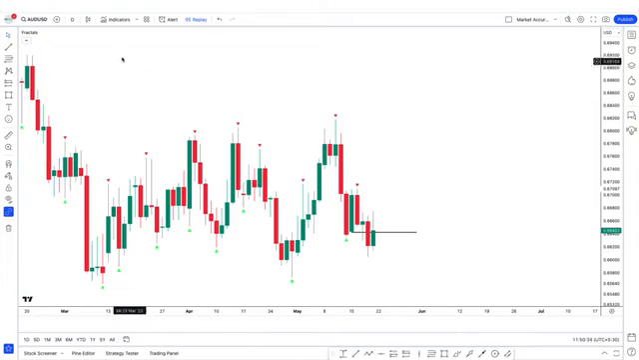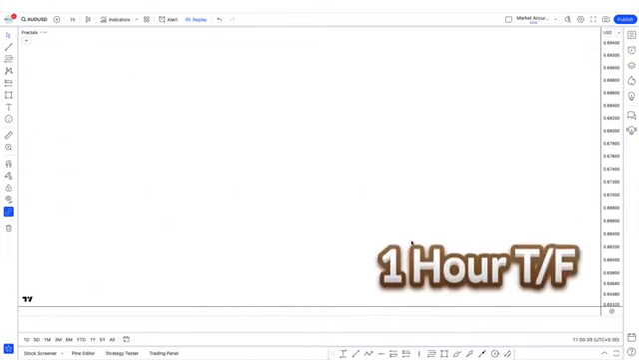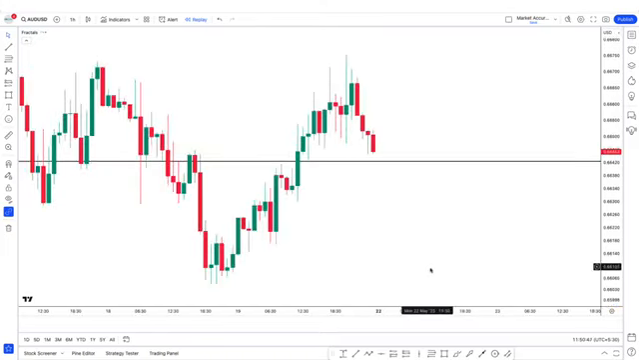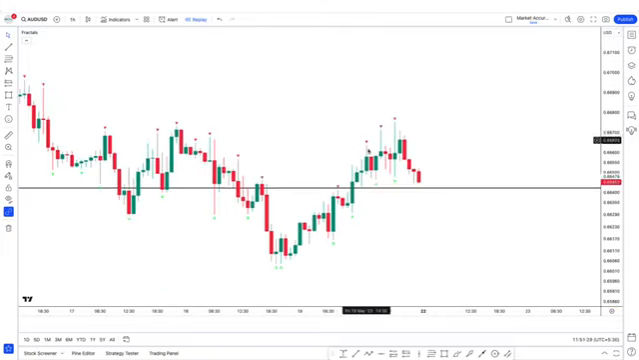So now what we want to do is drop down to the hourly time frame. And what do we see? We have a higher high, higher low, higher high, higher low, and a higher high. So now this is the real low. Once this breaks, that gives me a market structure shift.